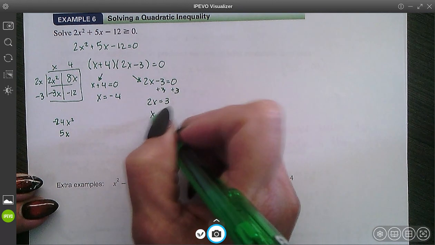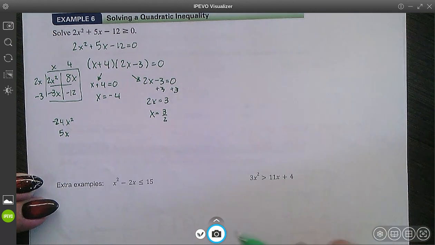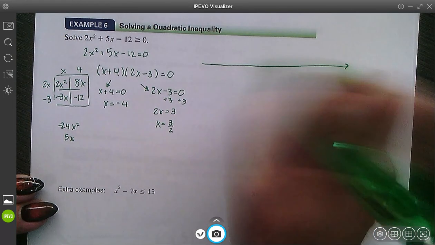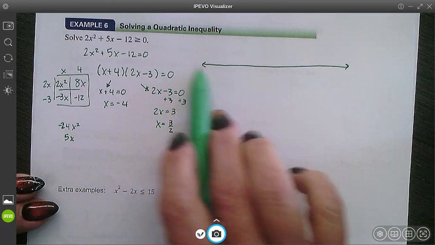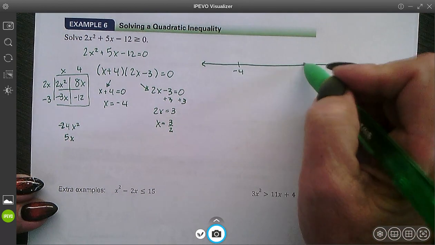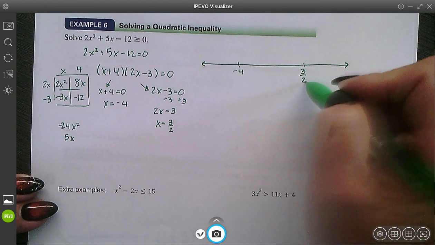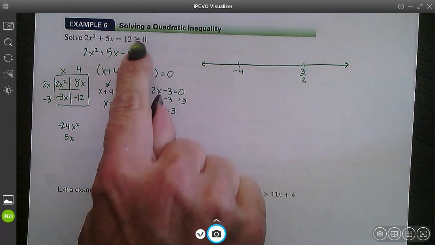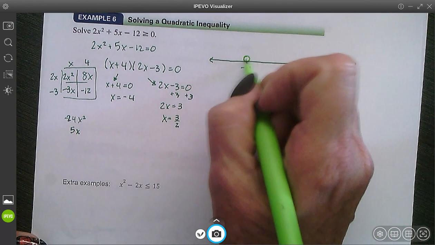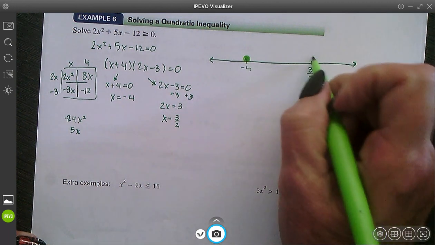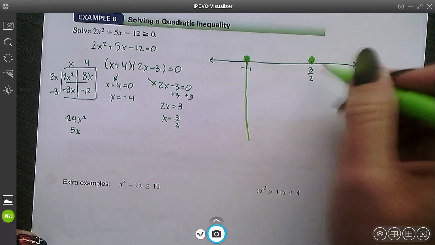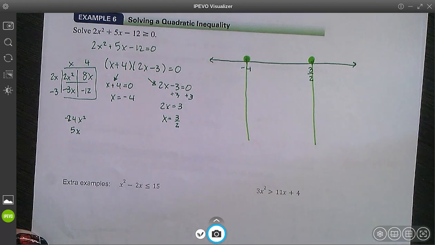So I get x equals 3 halves. Those are the two values I'm going to put on my number line. Remember, I have to go in order, so I'm going to put negative 4 on the left and 3 halves on the right. Since I had greater than or equal to, I'm going to be using closed circles for both of those, which usually means I will draw solid boundaries.